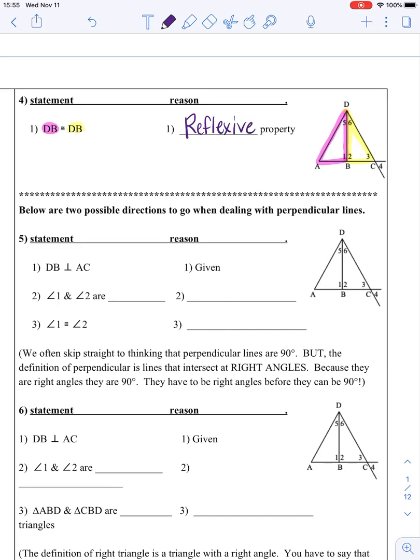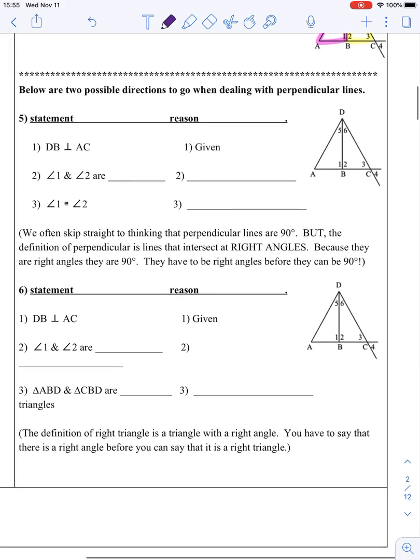It sees itself. So when you look in the mirror, you see yourself. So anytime you have a statement where itself is equal to itself, it's called the reflexive property. Now, these next two have to do with perpendicular lines and right triangles.